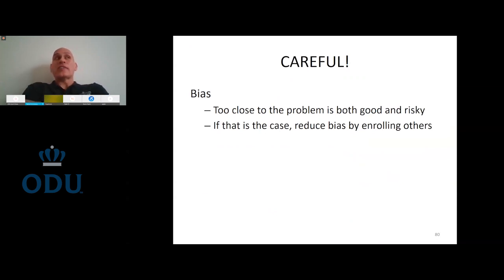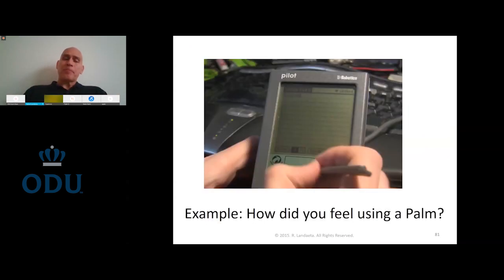No, let's try to reduce our bias by having a multidisciplinary and cross-disciplinary team that can give you different points of view. Use diversity, males, females, African-Americans, whites, Hispanics, so that you get a really rich perspective of what the data actually is. So here's an example.